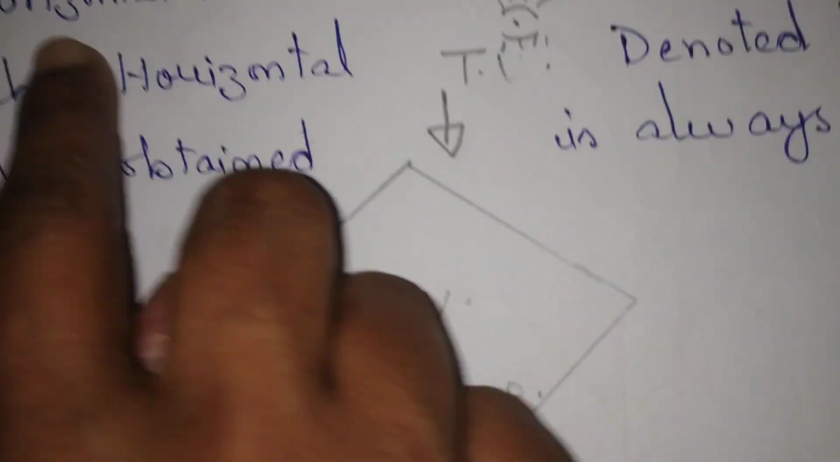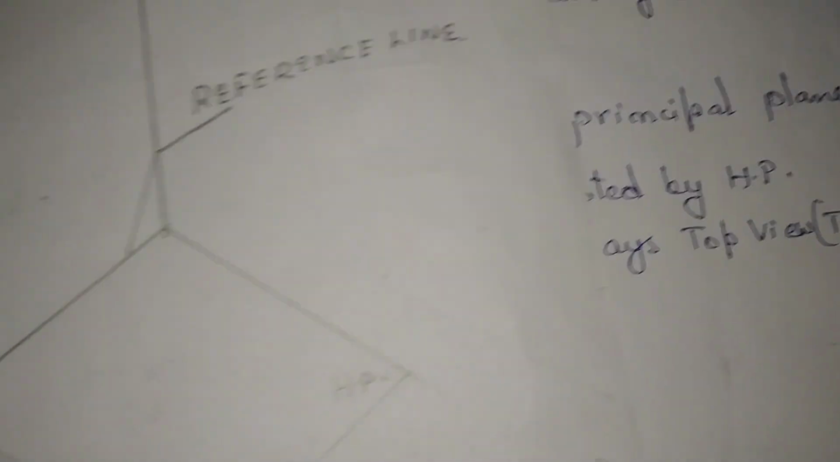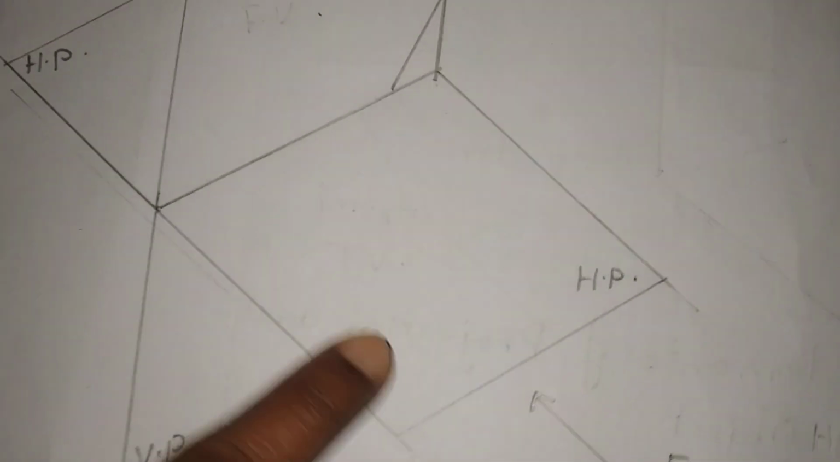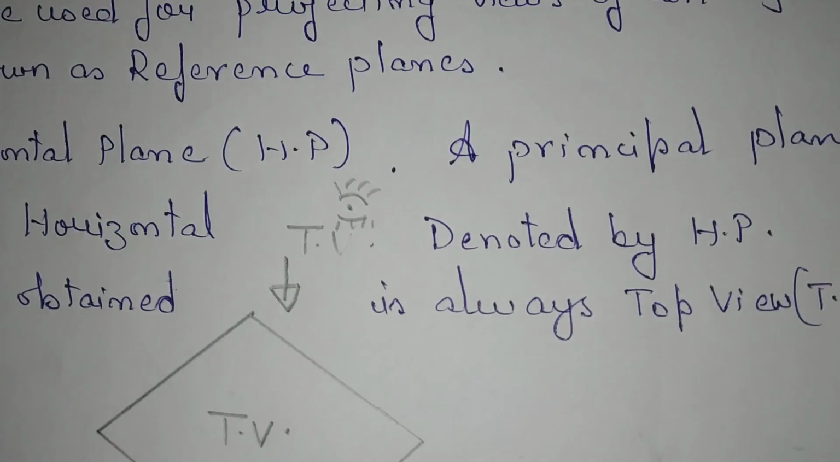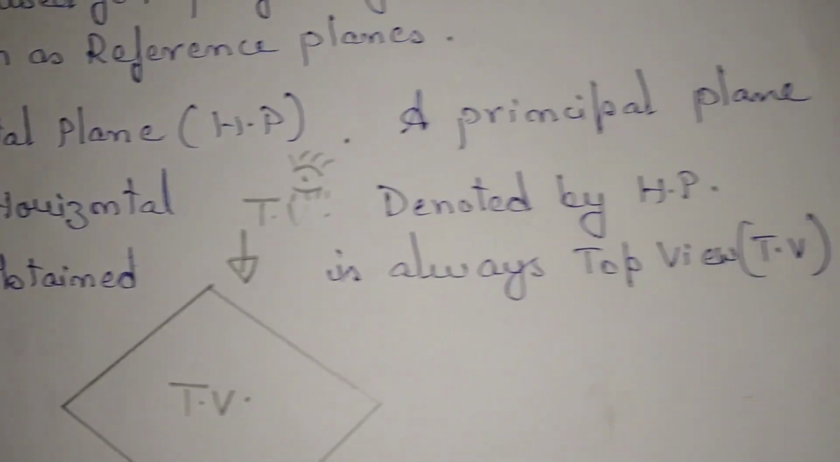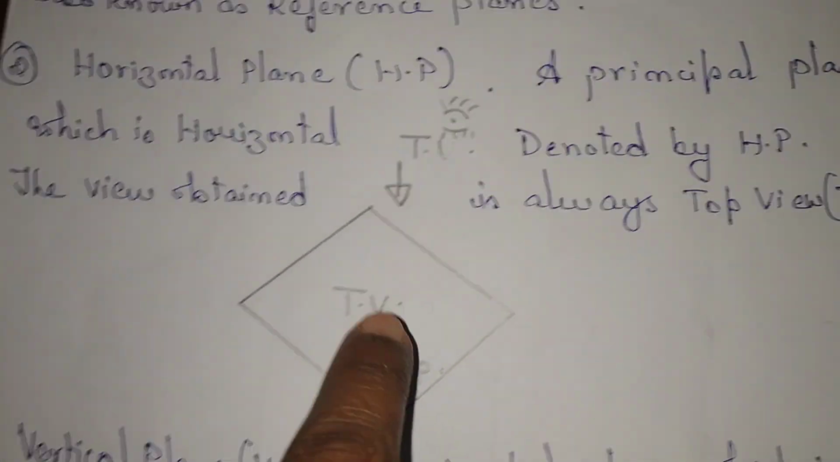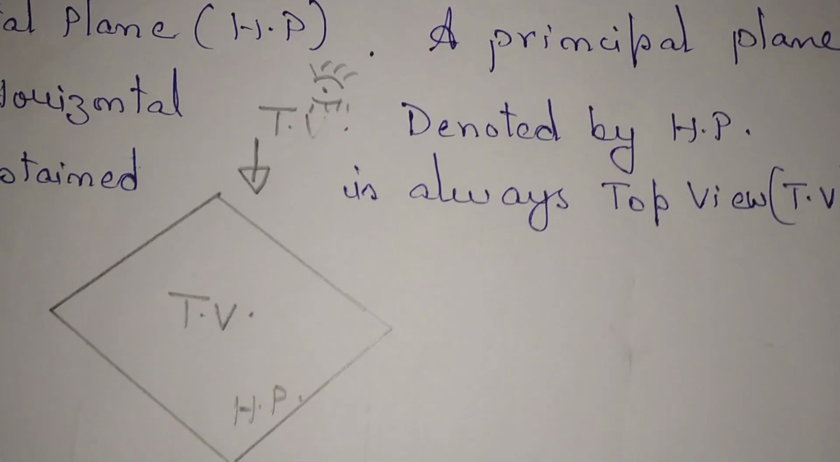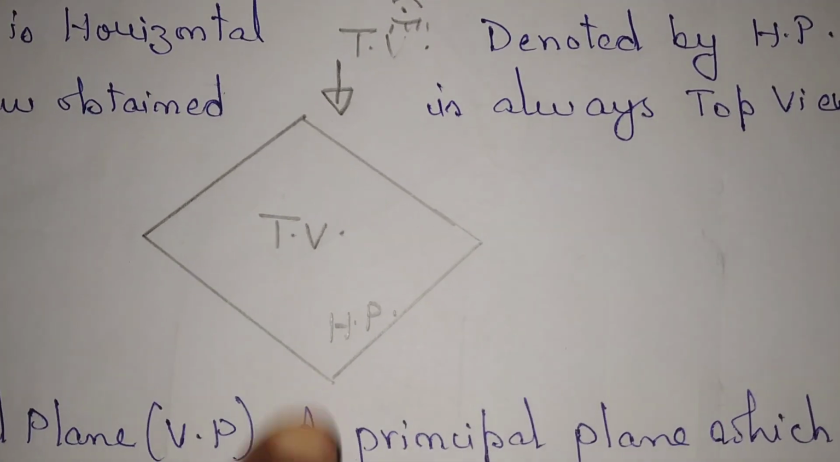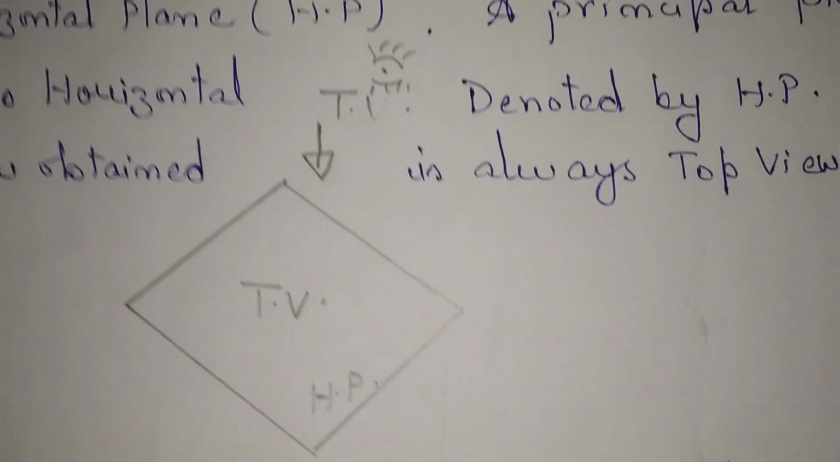Now the next is horizontal plane. So what is horizontal plane? You can come to this figure. This is my horizontal plane which is placed horizontal, and this is my vertical plane which is vertically upright. So now I'll explain what is meant by horizontal plane. A principal plane which is horizontal. You can see the plane is laid here horizontally. The image which falls on this horizontal plane is always the top view. I can explain in detail later on.